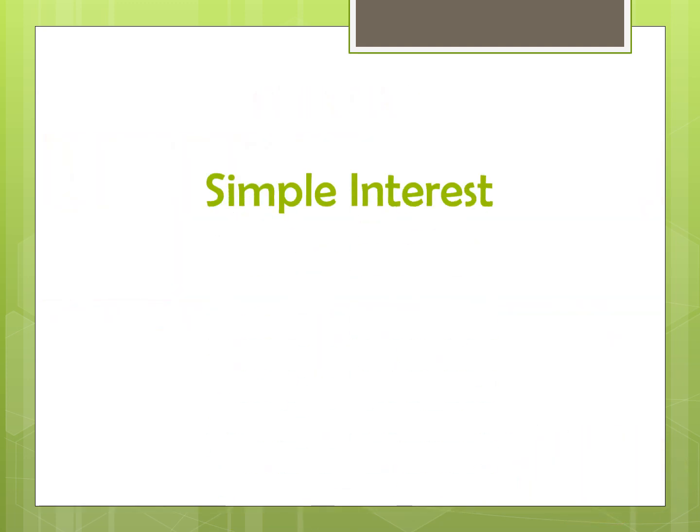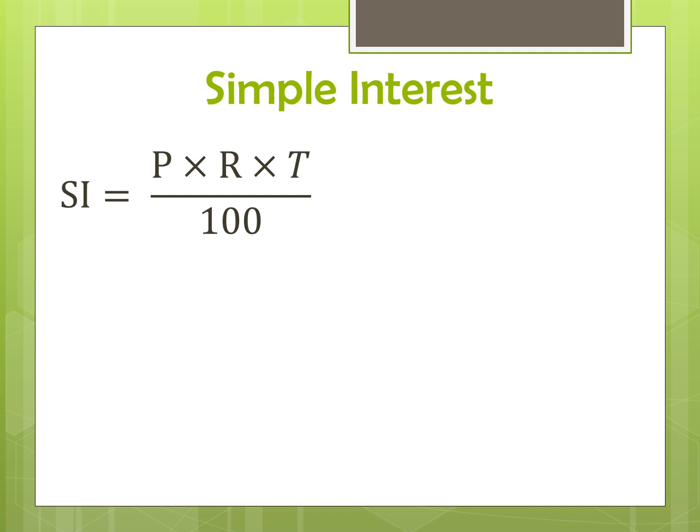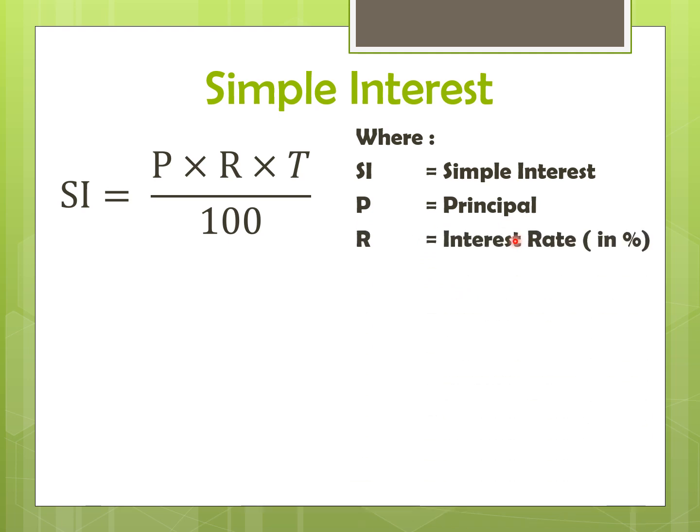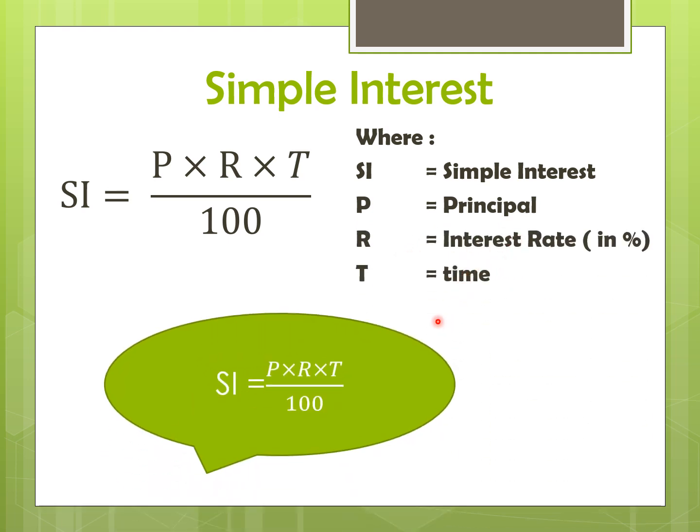We're going to now look at the formula for simple interest. SI is equal to PRT over 100, where SI is equal to simple interest, P is the principal, R is rate, and T is time.